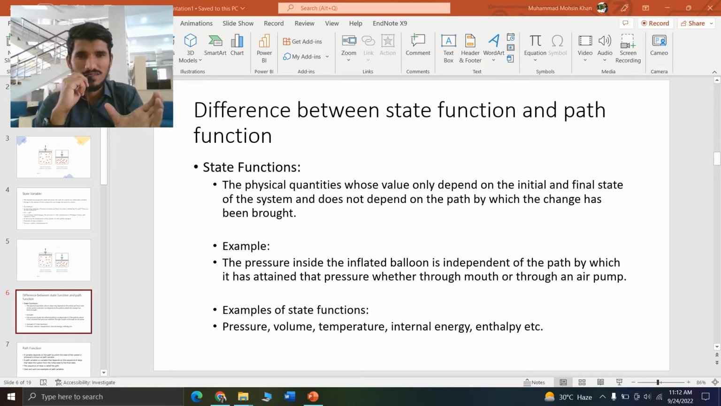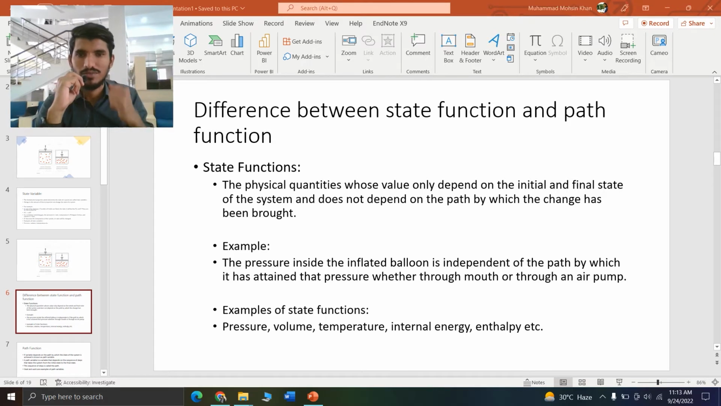This is to say that I have a system and I increase the pressure on that system. Increasing the pressure will give a new state of the system, and that is a compressed state. Now, how has this pressure increased? The value of pressure does not depend on that. It only depends on its initial and final value. So state functions are those quantities whose value only depends on the initial and the final value and does not depend on the path followed.